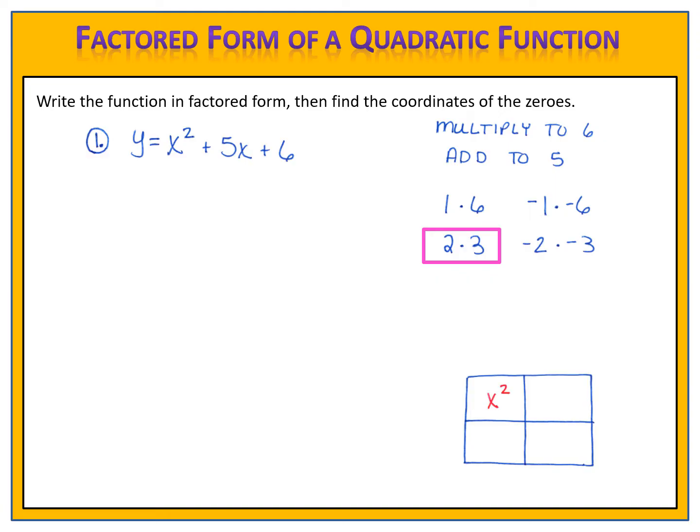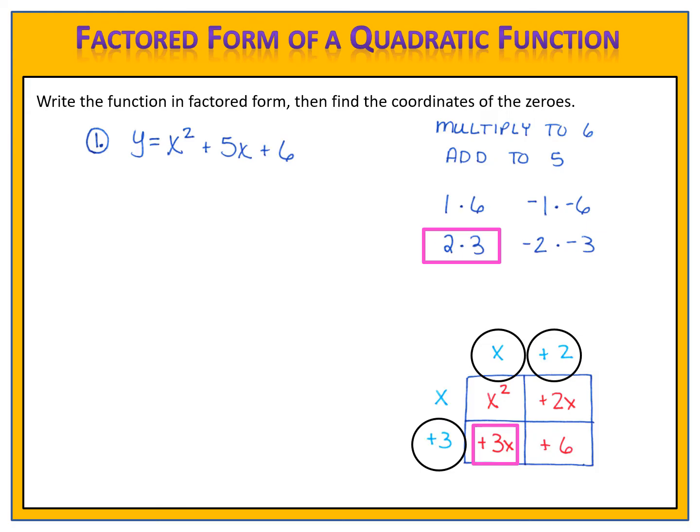If you use the grid, remember we put the x² in the top left box, the +6 in the bottom right box, and then our two numbers with the variable attached in the other boxes. Now we look across the top for the greatest common factor, x, and we use multiplication to fill in the other spots around the grid. x times something is x², x times x. x times something is 2x, x times 2. And now multiplying down, x times something is 3x, x times 3. And we can check, 3 times 2 gives me 6. So my factors are (x + 2)(x + 3).